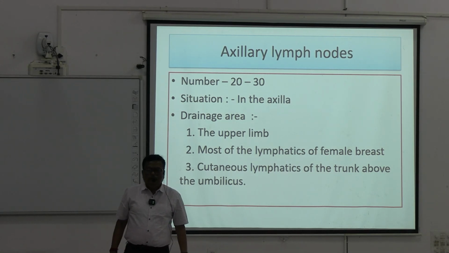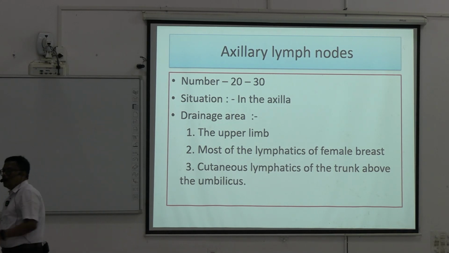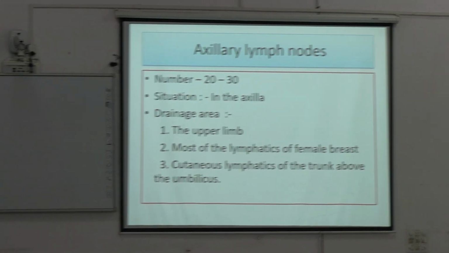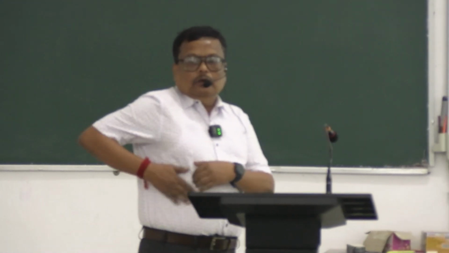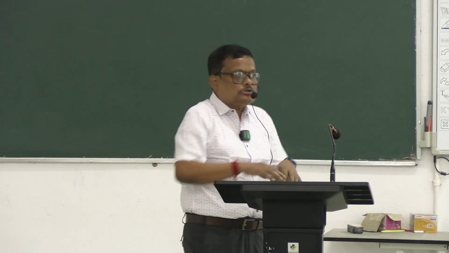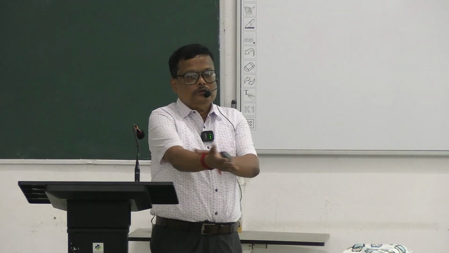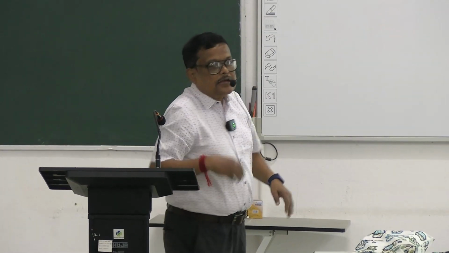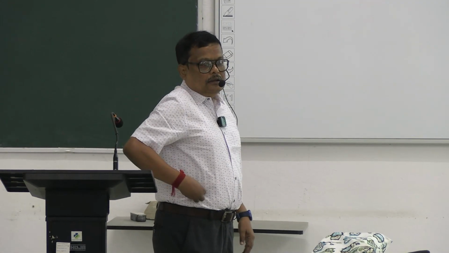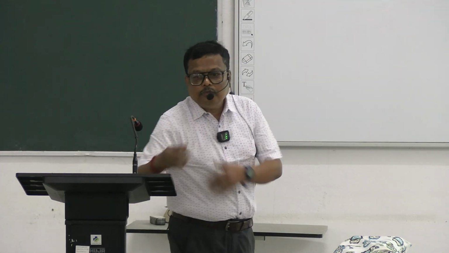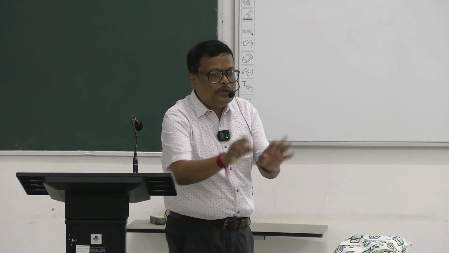Drainage area, most important: it not only drains the upper limb, it also drains the breast, the majority of the breast, and also drains the abdominal wall. So axillary lymph nodes are not the sole drainage area of the superior extremity. It also drains the breast. So any cancer in the breast, axillary lymph nodes are involved. Any cancer in the skin above the umbilicus, of the anterior or anterolateral abdominal wall, axillary lymph nodes are involved. And you have to examine it.